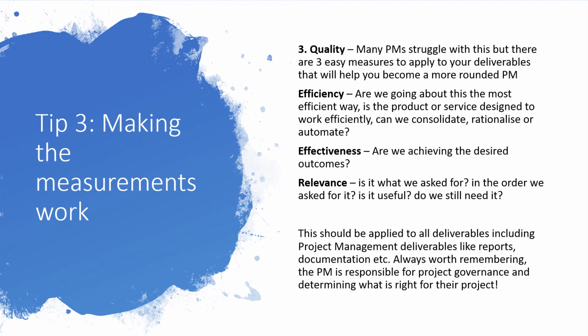Are we achieving the desired outcomes? So that goes across the board for all of our deliverables. If we're not delivering what we set out to do, is that because we've changed something along the way, or have we missed something? We need to stay on top of whether the product or service we're developing or delivering is effective and relevant. Is it what we asked for, in the order or sequence that we asked for it? Is it still useful? Do we still need it? All of those are real viable questions around relevance.